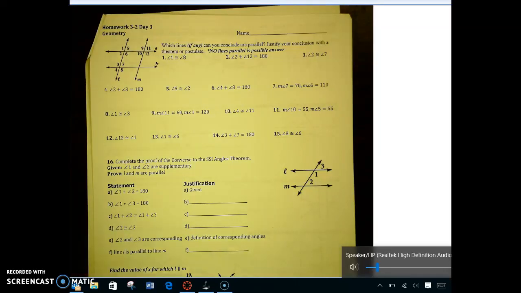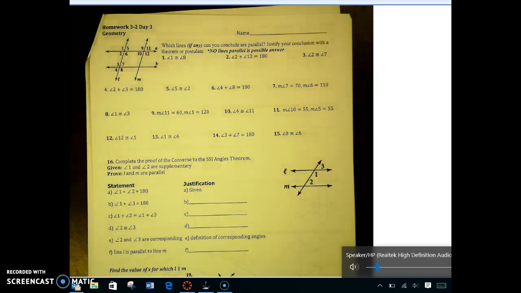Okay, I got a few messages saying they watched the video and they don't understand. So as I always do in class, I'm going to go through maybe a few of each type to help you out. On number 1, you're told that angle 1 and 8 are congruent. So what you need to do is figure out what lines are parallel. And if you notice, it could be lines A and B, or it could be lines L and M.